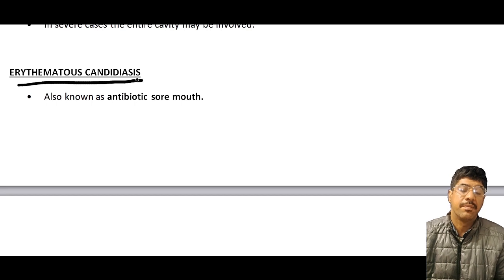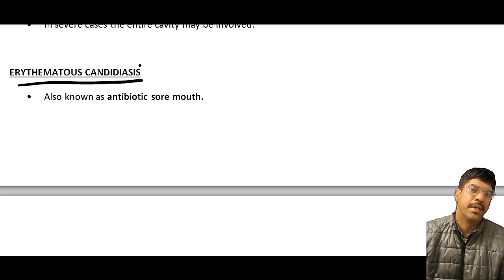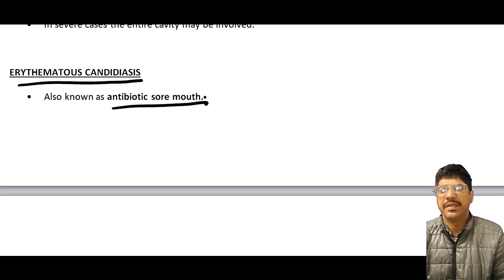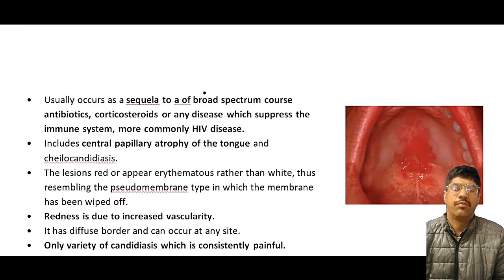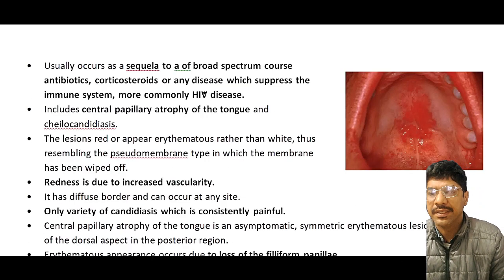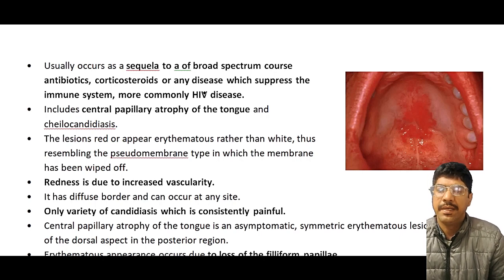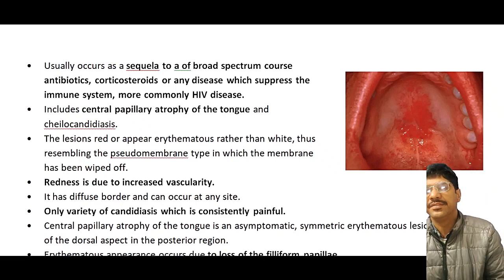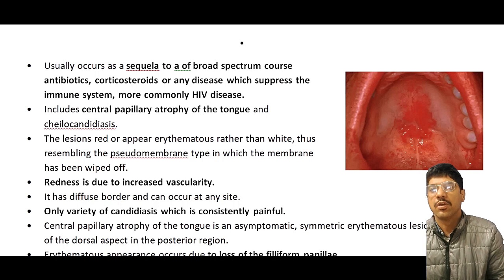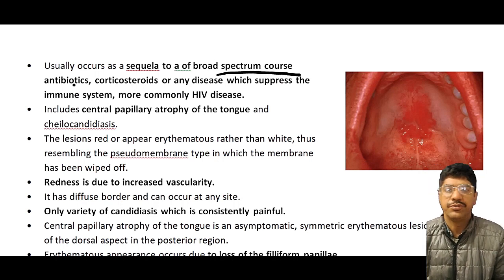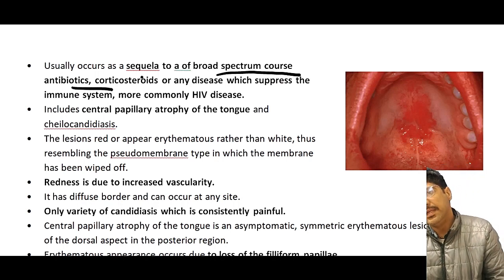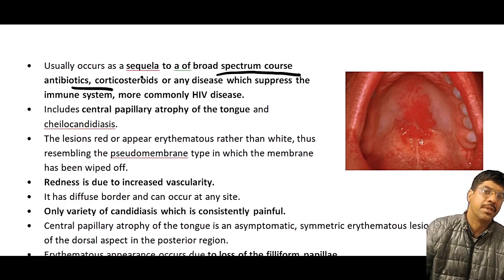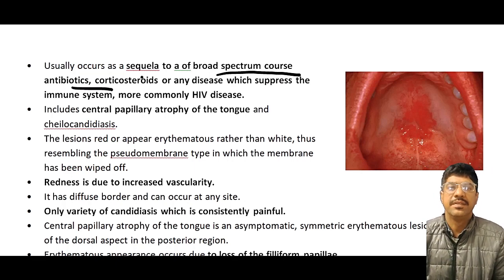What is the other name of erythematous candidiasis? Remember, it is also known as antibiotic sore mouth. So it usually occurs as a sequel to a course of broad spectrum antibiotics, corticosteroids, or any disease which suppresses the immune system, more commonly HIV disease.